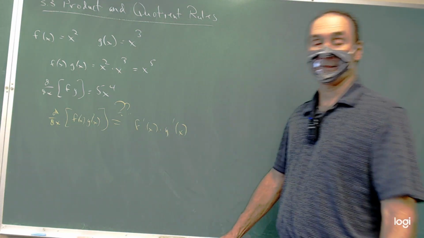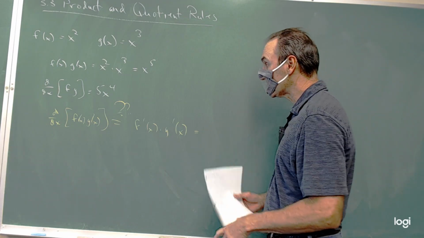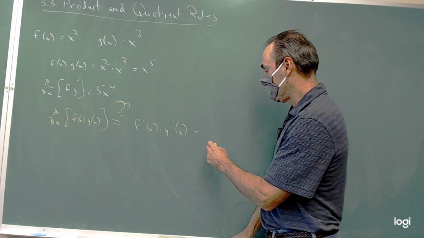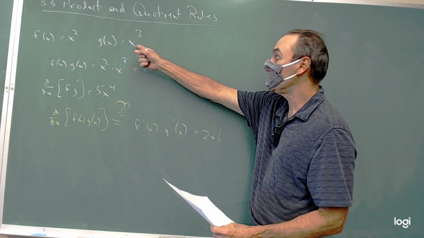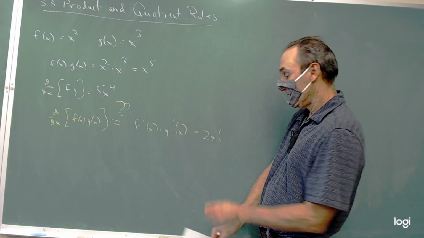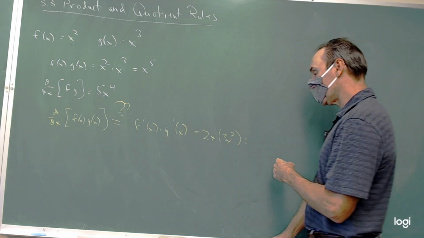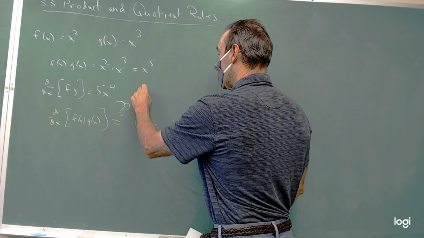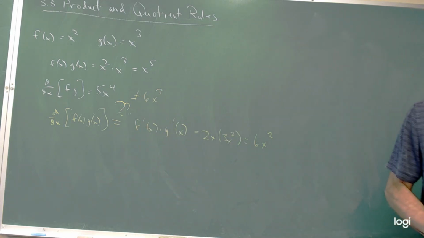shouldn't it be f prime of x times g prime of x? But it isn't. We can see that because if we tried that in this case, we would say the derivative of f is going to be 2x, and the derivative of g is going to be 3x squared, and 2x times 3x squared is 6x cubed, and that's clearly not going to be the 5x to the 4th that we know it should be. Oh, this is perplexing. See the issue?